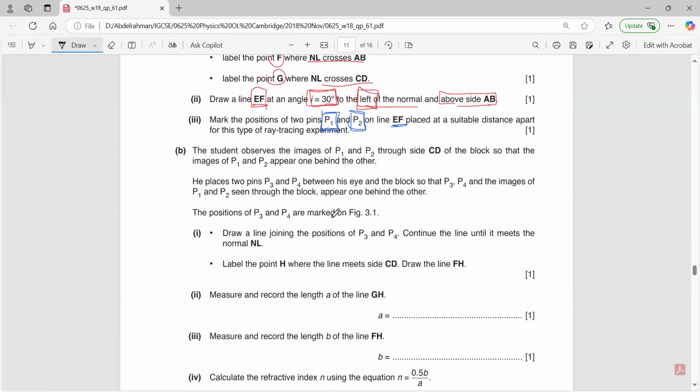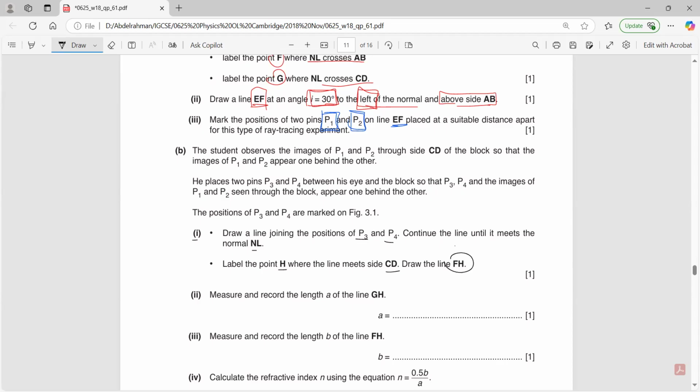He keeps on talking a bit about how the light is passing. Then he places two pins, P3 and P4. The images of P1 and P2 are seen through the block, and the positions of P3 and P4 are marked. Draw a line joining P3 and P4, and continue the line until it meets the normal NL. Label the point H where this line meets line CD, and draw the line FH.